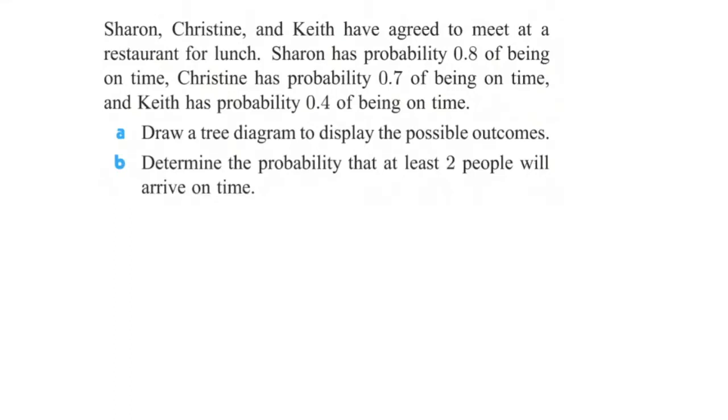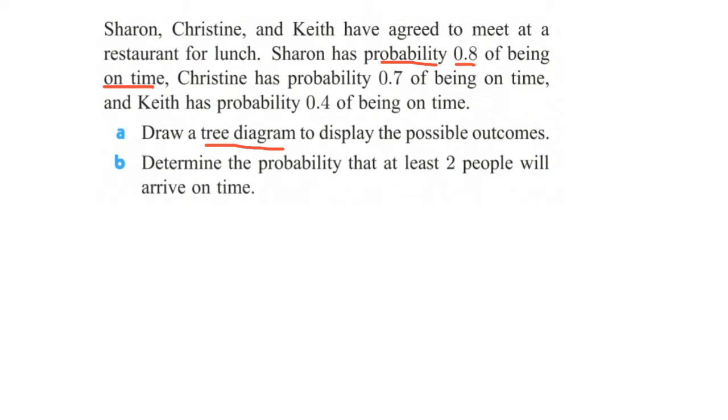Hi, let's see this question which is based on tree diagram and probability. Let's read the question. Sharon, Christine and Keith have agreed to meet at a restaurant for lunch. Sharon has probability 0.8 of being on time. Christine has probability 0.7 of being on time. Keith has probability 0.4 of being on time. Draw a tree diagram to display the possible outcomes.